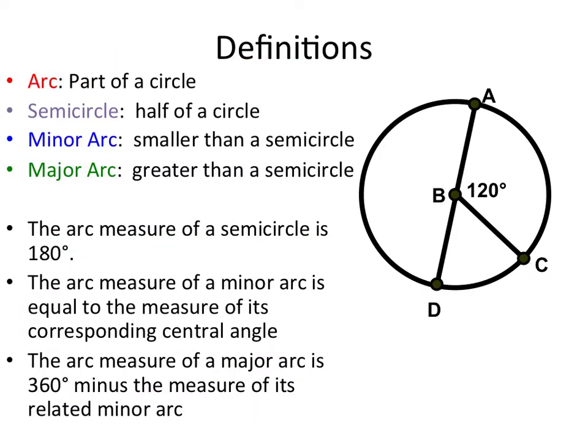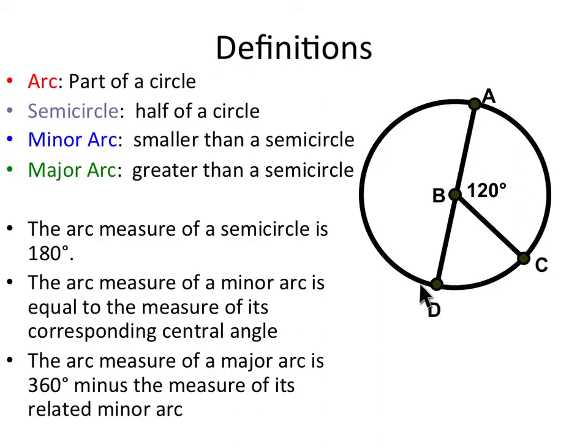Since we're just starting to talk about circles, we have yet another page of definitions. An arc is a part of a circle. So when we have an arc, like arc AC, that's one arc that we could have. A semicircle is half of a circle. So arc AD is a semicircle.